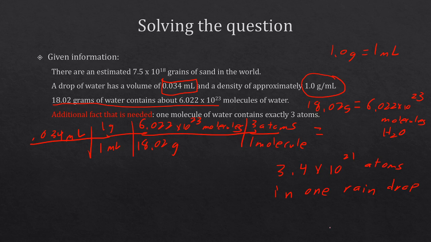So if you look at that, what you'll notice is this number is greater, 3.4 times 10 to the 21st is greater than our grains of sand, which was 7.5 times 10 to the 18th. So this is indeed larger. There are more atoms in a drop of water, a single raindrop, than there are grains of sand on the entire planet of Earth. This is to give you an idea that when we are talking about how many molecules are in something, the numbers we're working with are absurdly large.